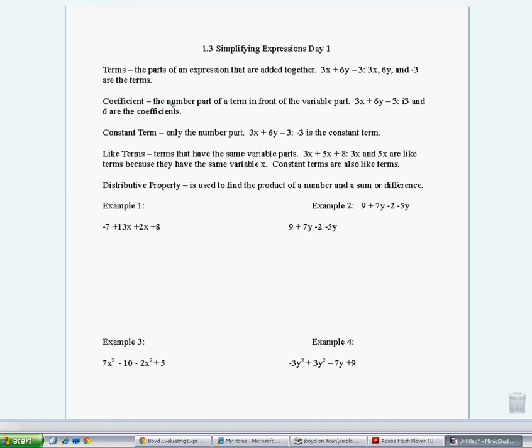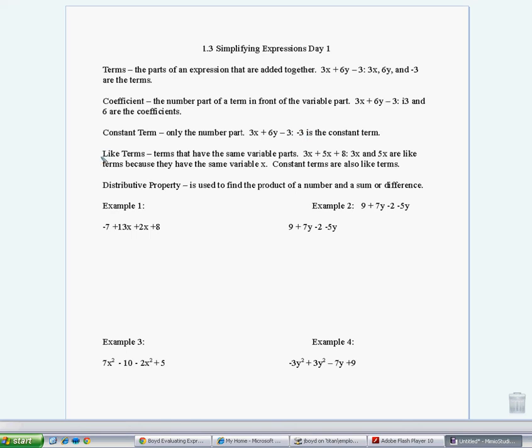Coefficient, that's the number part of a term in front of the variable part. So if we look at our expression again, 3x plus 6y minus 3, 3 and 6 are the coefficients, because those are the numbers in front of the variable. We also have a constant term, and that's only the number part, only the number. So in our expression, 3x plus 6y minus 3, negative 3 is the constant term.